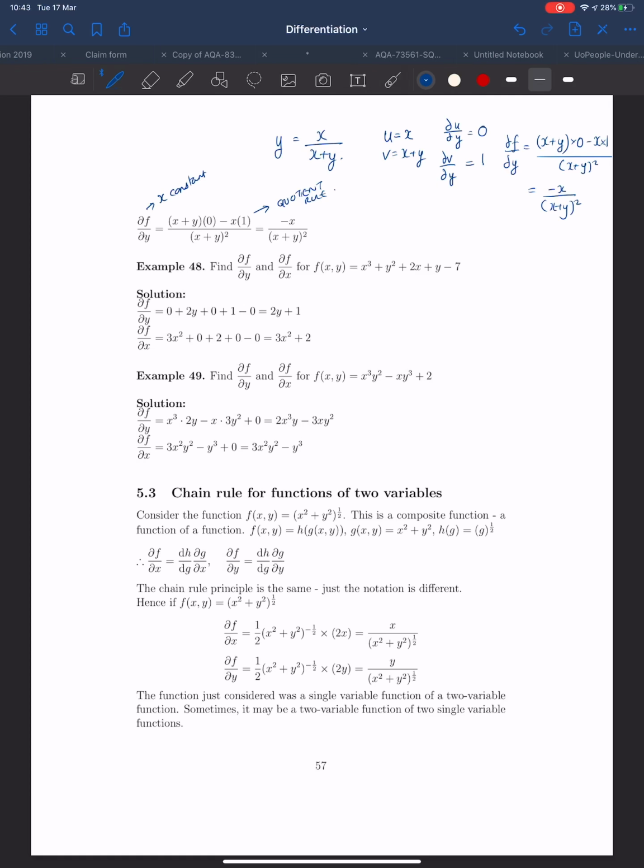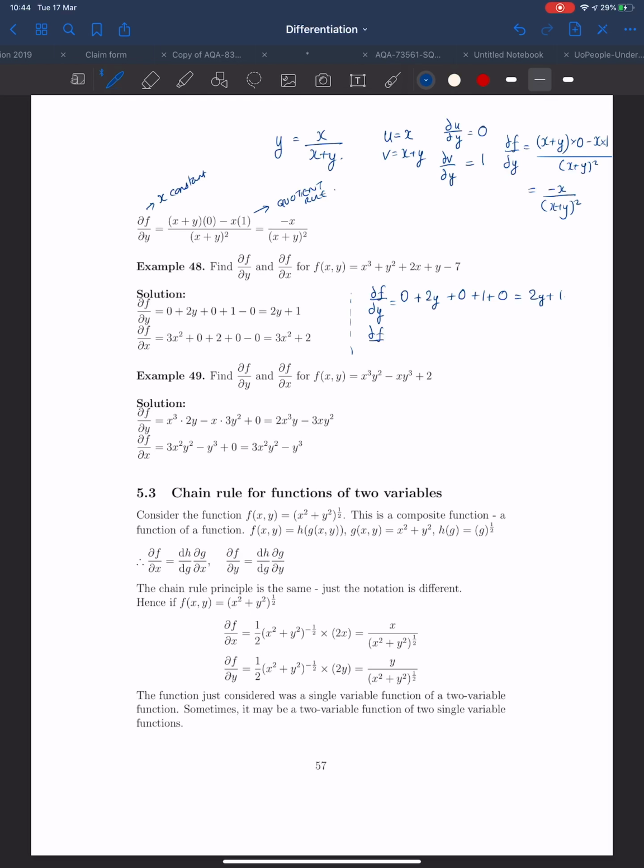Right, next one, example 48. Find partial df dy and partial df dx for f of xy, x cubed plus y squared plus 2x plus y minus 7. Okay, so we've got the answer there, but I'll do them again by this side with explanations. So df by dy, so here we treat the x as a constant. So reading along here, that's a constant, that's a constant, and that's already a constant. Okay, so it's naught plus 2y plus naught plus 1 plus naught. So it's 2y plus 1.